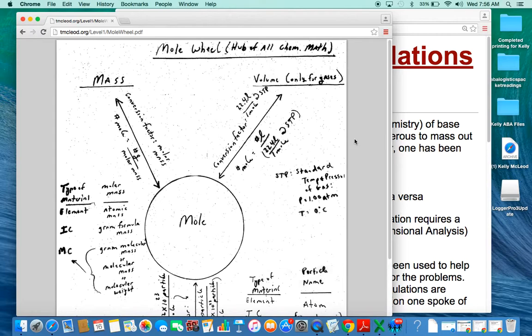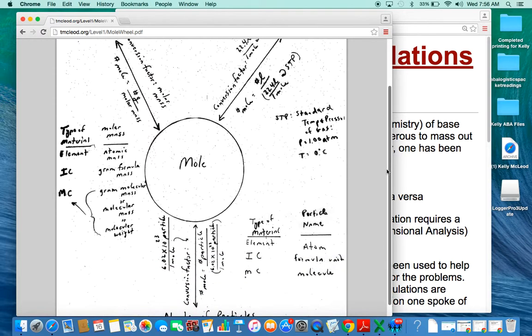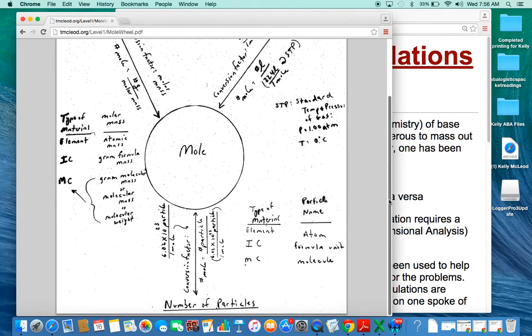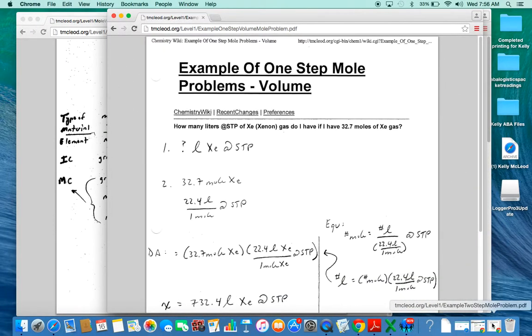And unlike the one-step mole calculations, which go from the mass, which I call the spoke, one of the spokes, to the moles, which I call the hub, or volume to the moles, or number of particles to the moles, or vice versa, the hub out to the spoke. Those are all what I call one-step calculations. And an example of a one-step calculation is here.